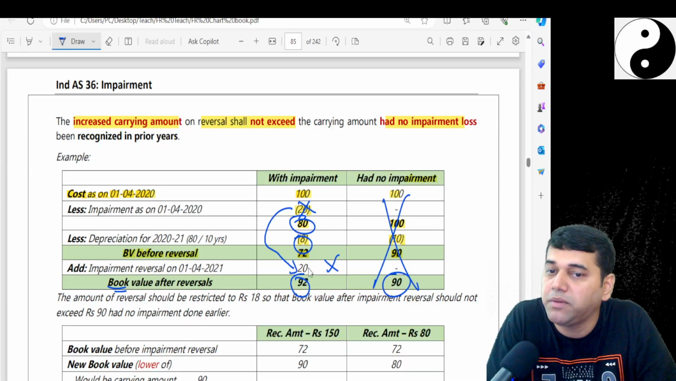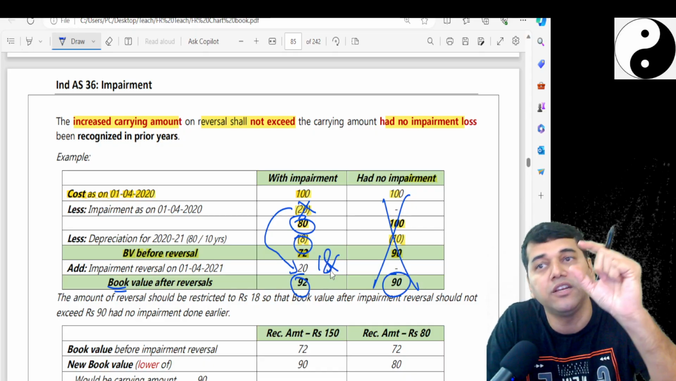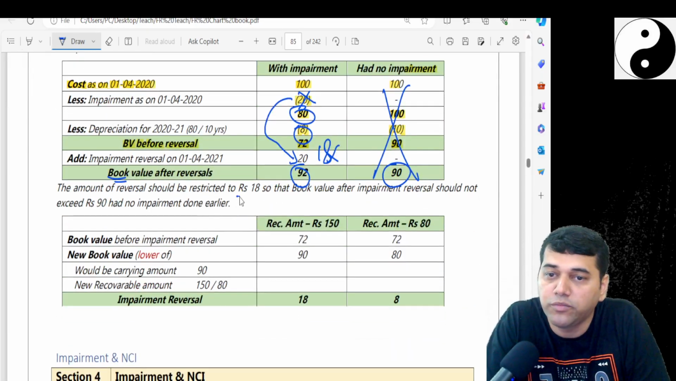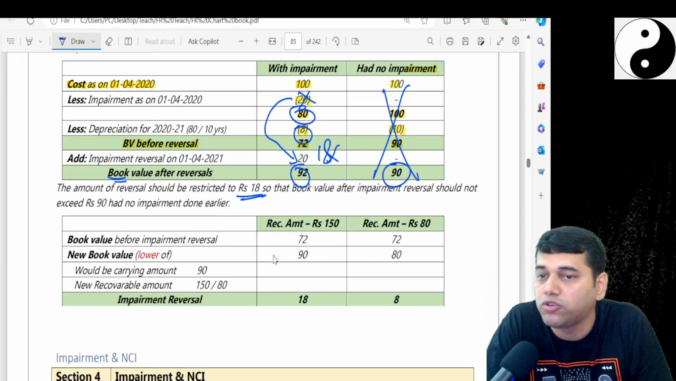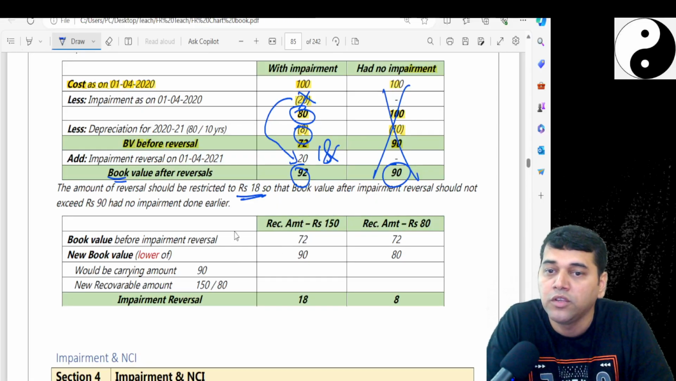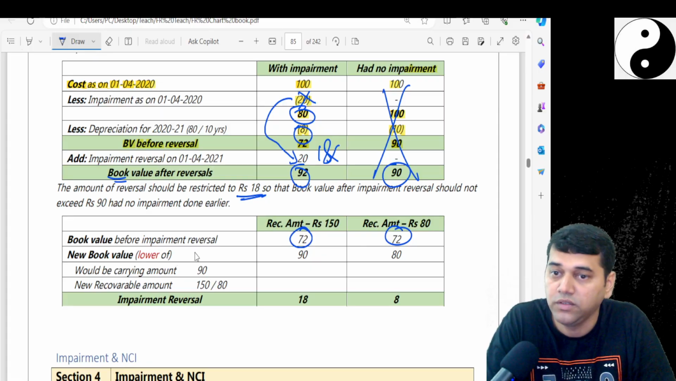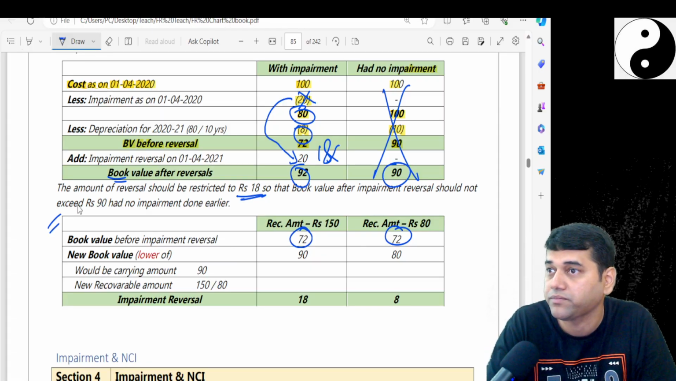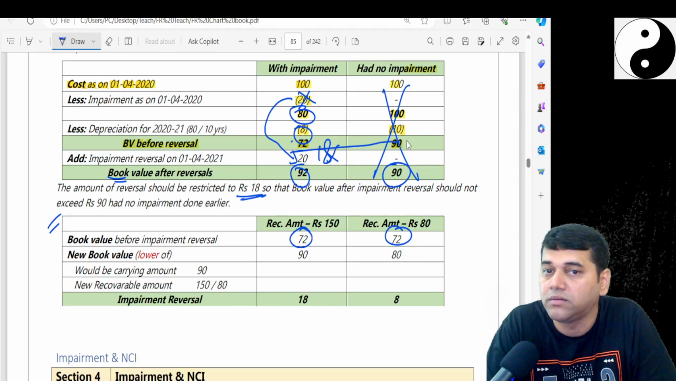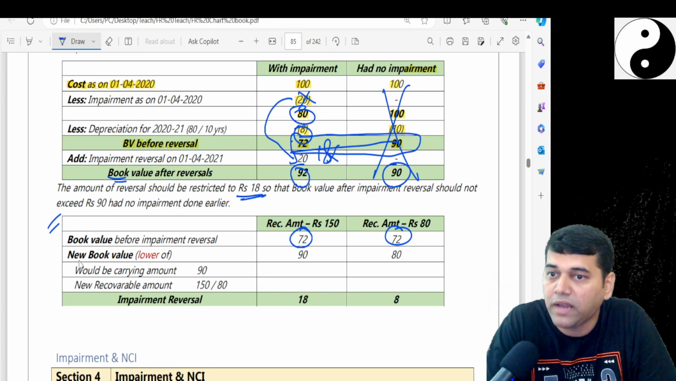So how much maximum can I reverse? 18. So I need one working note to calculate that reversal amount. The amount of reversal should be restricted to 18 so that the book value should not be more than what it would have been if there was no impairment. So book value before impairment 90, 72. This is my format. So I will calculate up to here. Now I need to calculate how much I need to reverse. So I will have one working note.